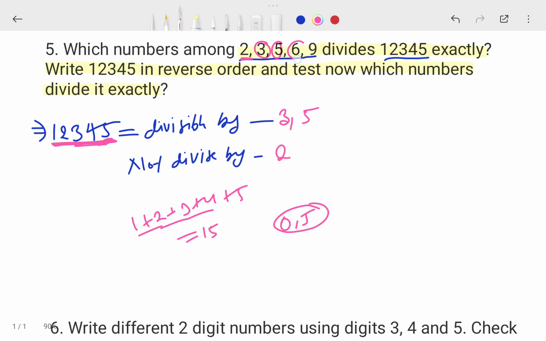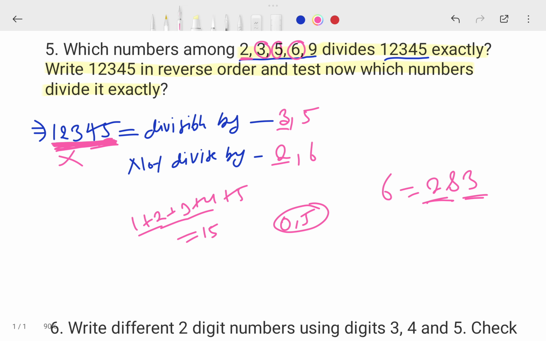Now you have to check whether this is divisible by 6 or not. If you want to check whether any number is divisible by 6, you have to check that the number is divisible by both 2 and 3. This number is exactly divisible by 3, but it is not exactly divisible by 2. It means that this number is not going to be divisible by 6. Why? Because the number must be divisible by 2 and also by 3, but this number is divisible by 3 but not 2. So that's why 6 does not divide that number. So here this number is not divisible by 6.